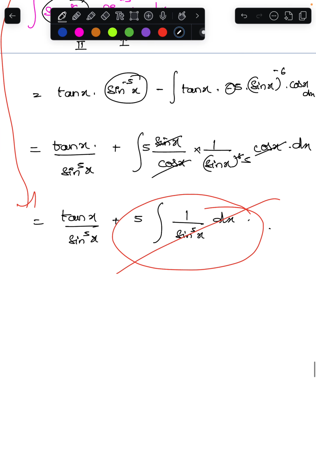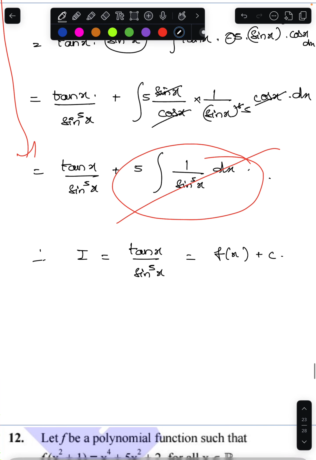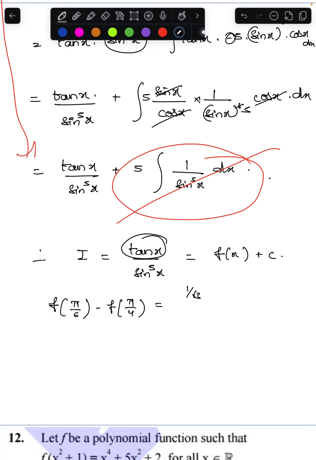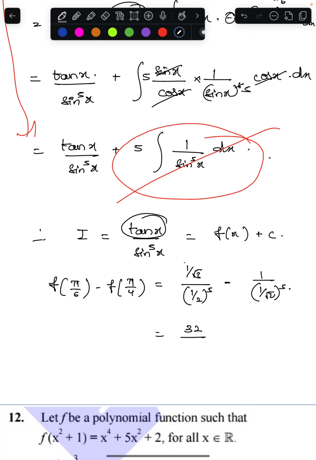So therefore, our integration is tan x by sine power 5x, which is taken as some f of x plus C. Now you need to find f of pi by 6 minus f of pi by 4. So f of pi by 6 minus f of pi by 4 is nothing but, if you substitute pi by 6 here, 1 by root 3 by 1 by 2 power 5 minus 1 by root 2 power 5. So what you are getting here, 2 power 5, 32 by root 3 minus 4 root 2, right?